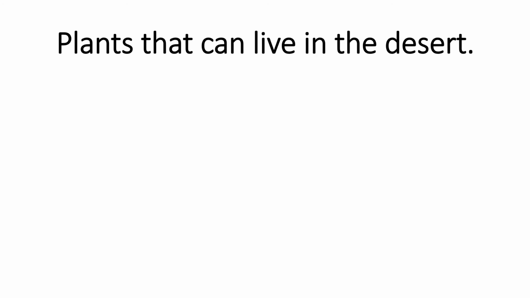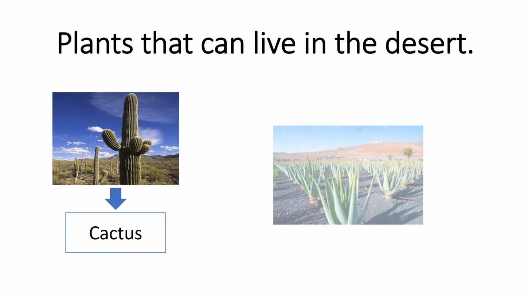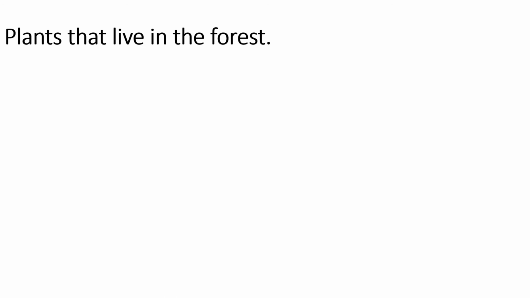Another is the plants that can live in the desert. So do you have any idea? What are the plants that can live or grow in the desert? Okay, so one example of plants that can grow in the desert is cactus. So cactus lives in the desert. Aloe vera, for example. So aloe vera and cactus are just some few examples of the plants that can live in the desert.